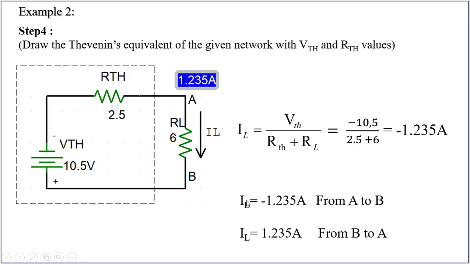So if the direction of IL is from A to B, that is going to be minus. If the direction considered is from B to A, that is going to be plus 1.235 amperes. This is how we have to understand the negative sign. Current quantity remains same, 1.235 amperes will remain same, but negative sign means the assumed current direction and the actual current direction both are opposite to each other.